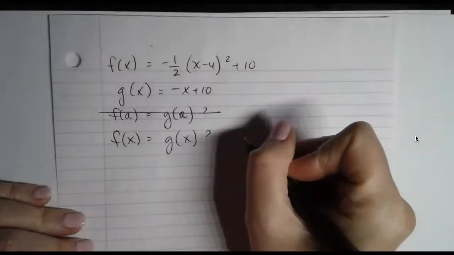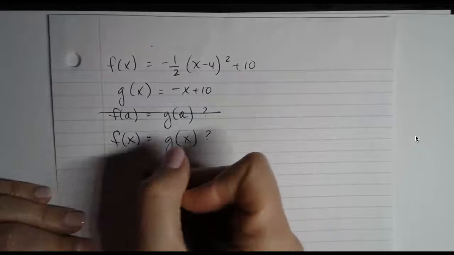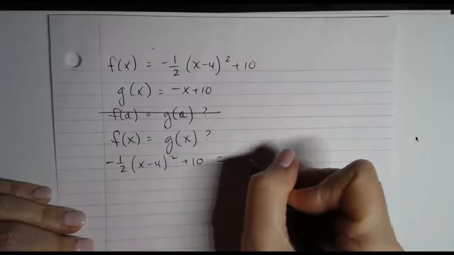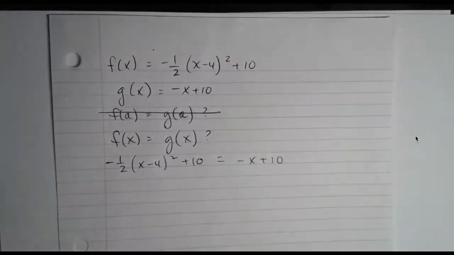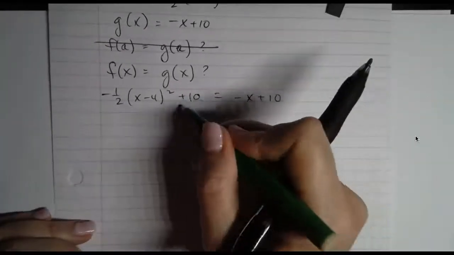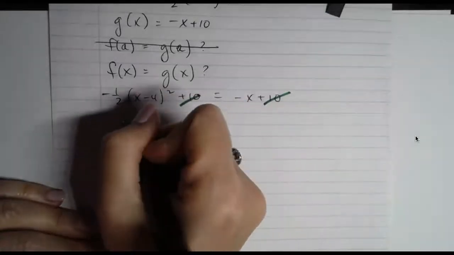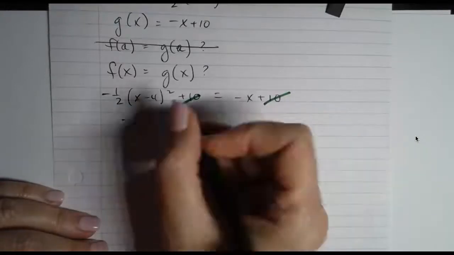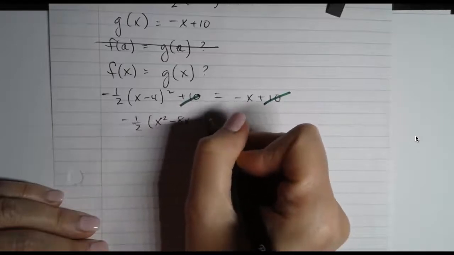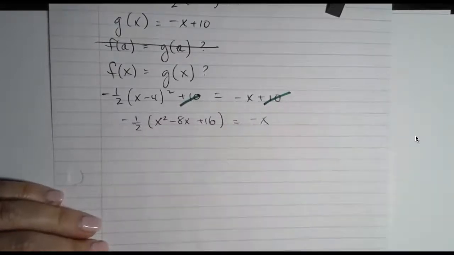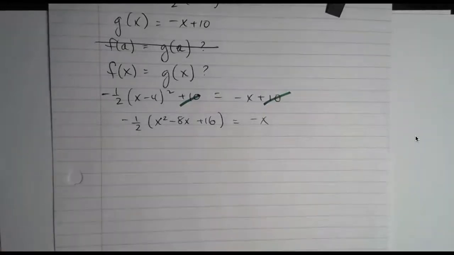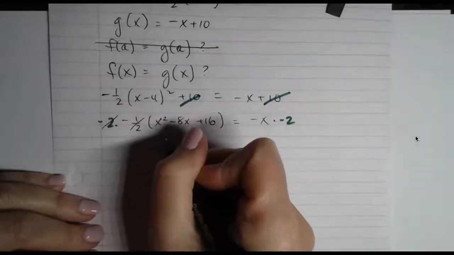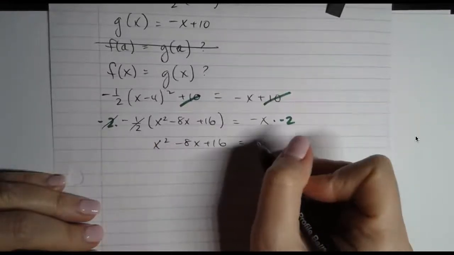Because basically all they want you to do here is set these two things equal to each other. So we've got negative half times (x minus 4) squared plus 10 equals negative x plus 10. The first thing I see right away is that we can dump the tens. Goodbye. So now we've got negative half times, and I'm going to go ahead and multiply (x minus 4) times (x minus 4). That's x squared minus 8x plus 16 equals the negative x. Next thing I'm going to do is get rid of this negative half. How do I get rid of this negative half? I multiply both sides by negative 2, which cancel, and that now gives me x squared minus 8x plus 16 equals positive 2x.